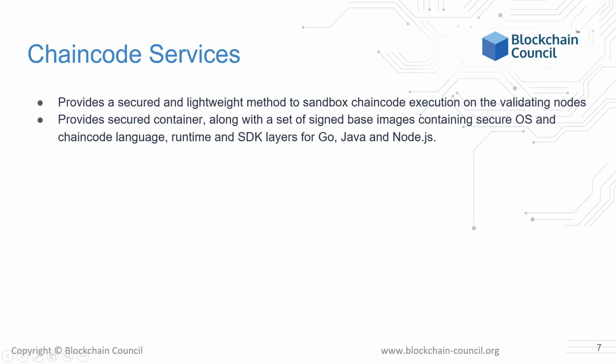The chain code service is a decentralized transactional program running on the validating node. The chain code services use a Docker tool to host the chain code without relying on a particular virtual machine or computer language. The Docker provides a secure, lightweight method to sandbox chain code execution. The environment is a lockdown and secured container, along with signed base images containing a secure operating system and chain code language. Then comes the application layer.